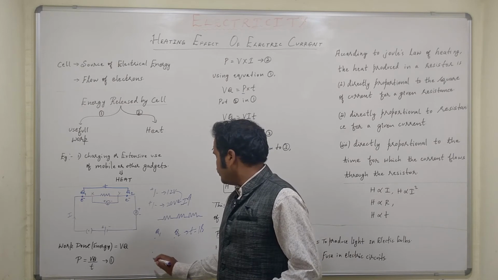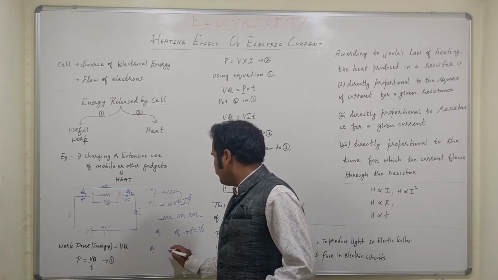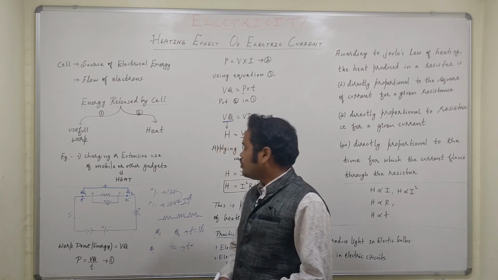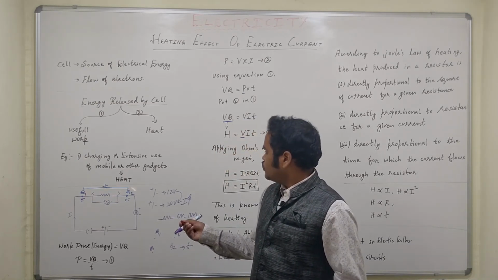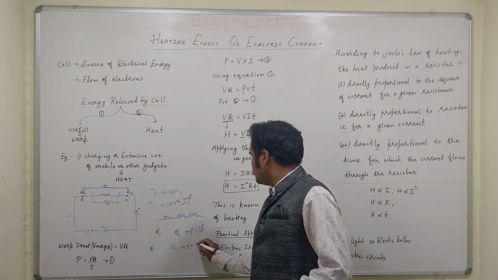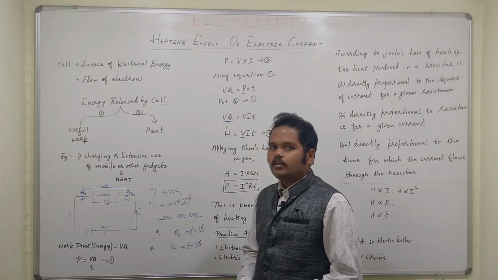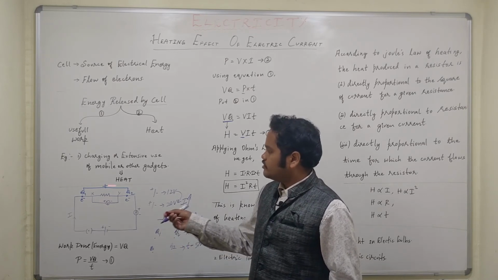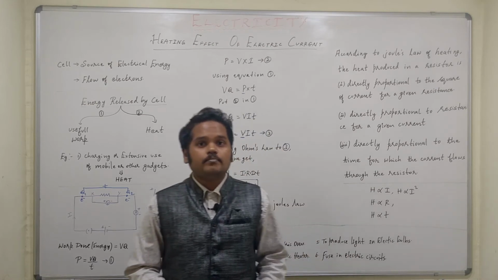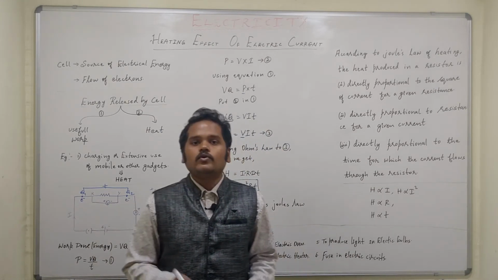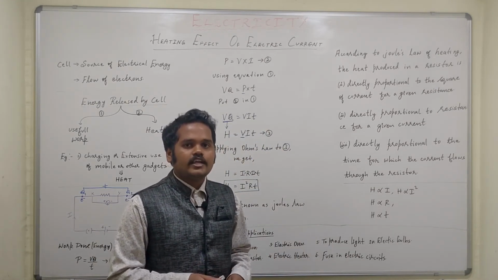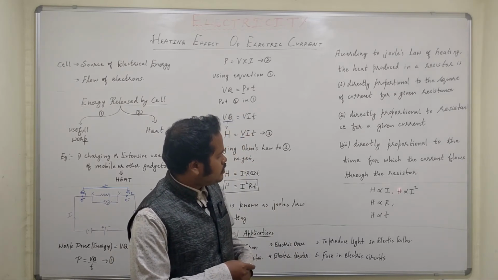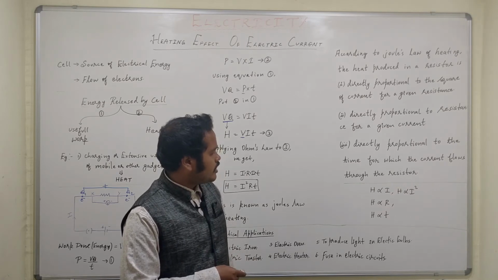Let us take another scenario where we have Q1, we have Q2, and the time taken to move from Q1 to Q2 is 5 seconds. Now here the time increases. So if the time increases, then the heat produced in this circuit will also increase. So the heat produced in a resistor is directly proportional to the current, resistance, and the time.